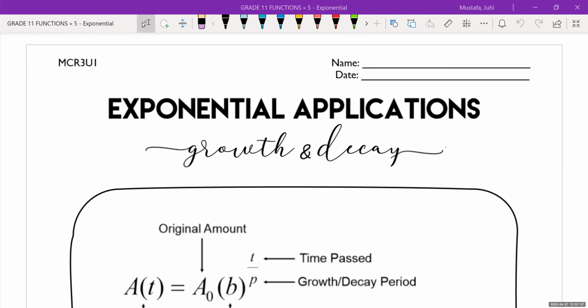Right, so you guys, we've been talking about exponential stuff this entire unit. So now we're going to talk a little bit about applications. This is the second last topic.